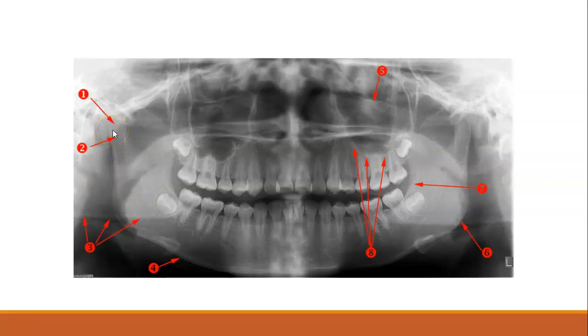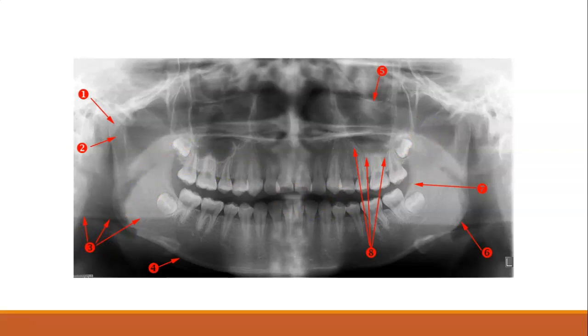So one is the right condyle. Here's the left condyle. You know that because here's an L, and then there would be an R over here. So this is the left side. Number 2 is the neck of the condyle, so it comes down lower. And then we have the mandibular notch, and then the coronoid process, here and here. Let's see, what is 3 pointing to?